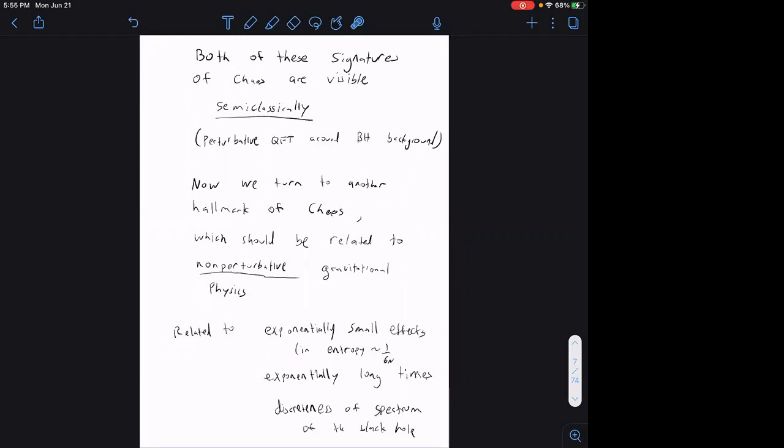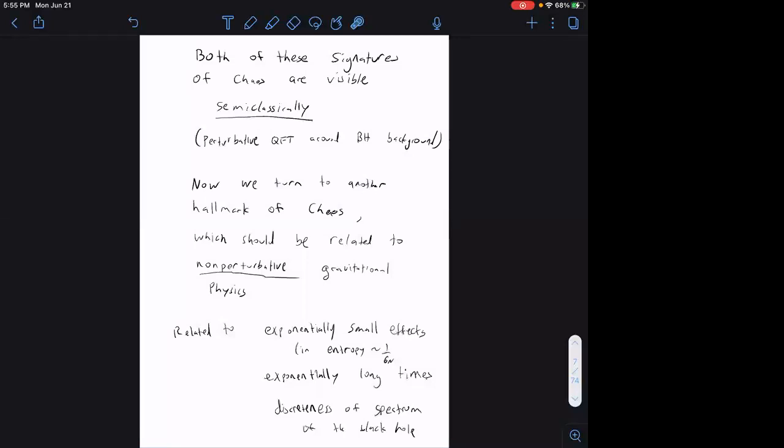But the signatures of chaos that we're going to be talking about today are actually going to be related to non-perturbative gravitational physics. So they're, for example, related to exponentially small effects in the entropy of the system. So the entropy for a black hole is 1/g², so the entropy is very large. So if something's exponentially small in the entropy, that's a very, very tiny, hard to measure effect. These effects are also related to exponentially long times. So if you take a black hole in equilibrium, and you let it evolve for an extremely long time, these effects might become important.